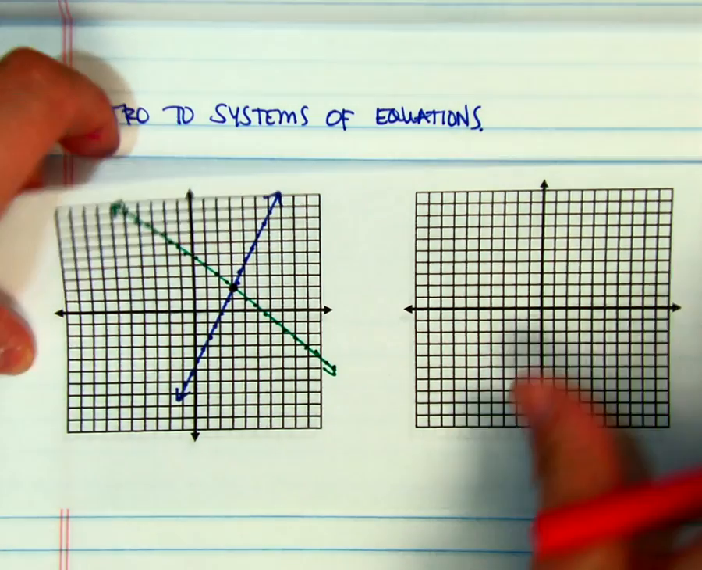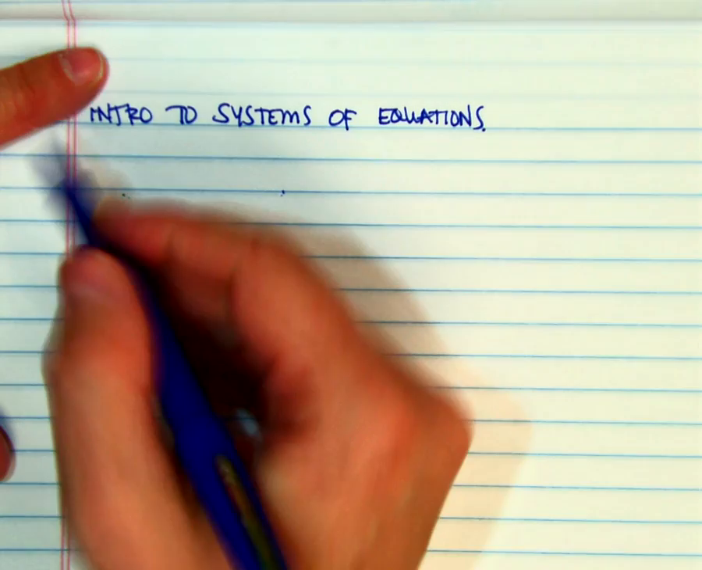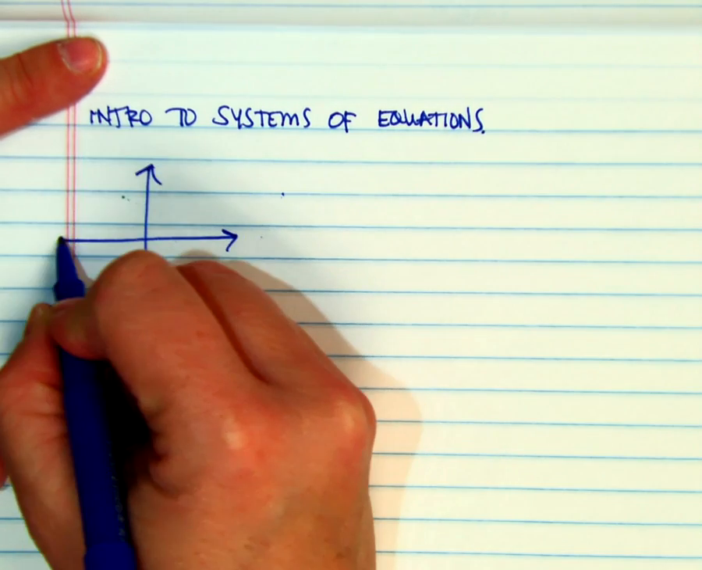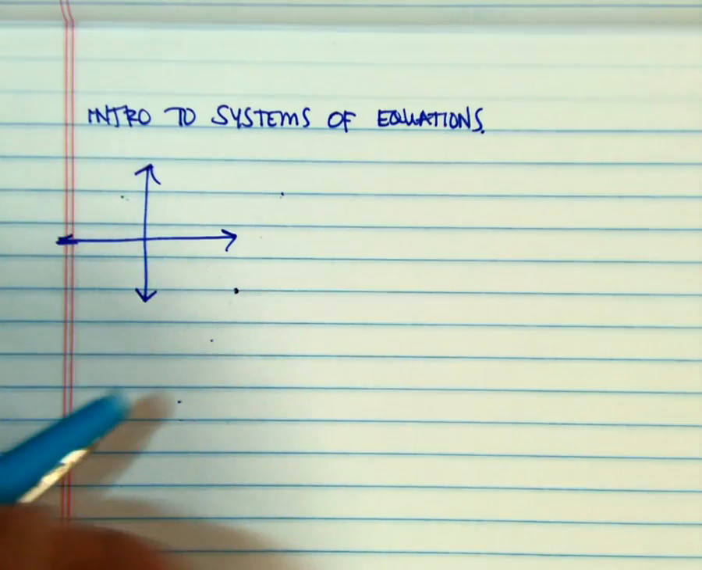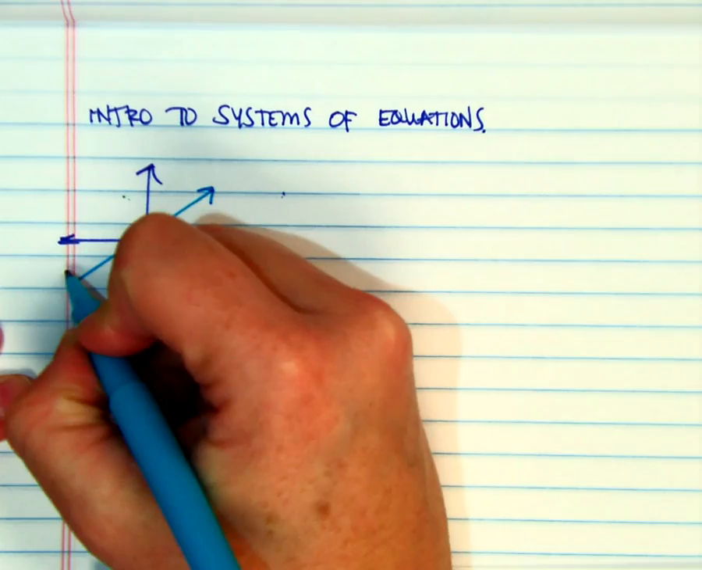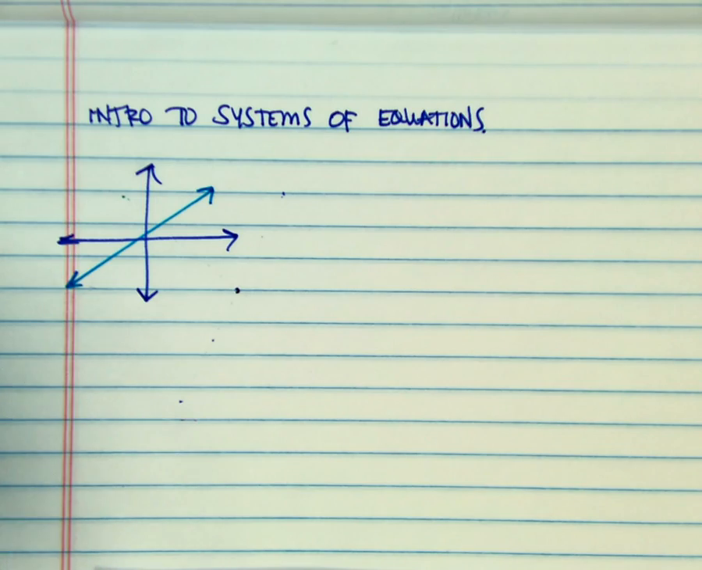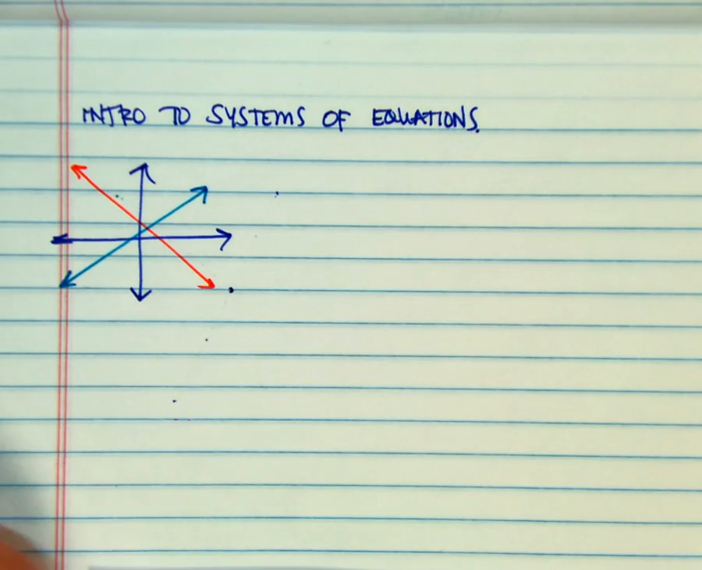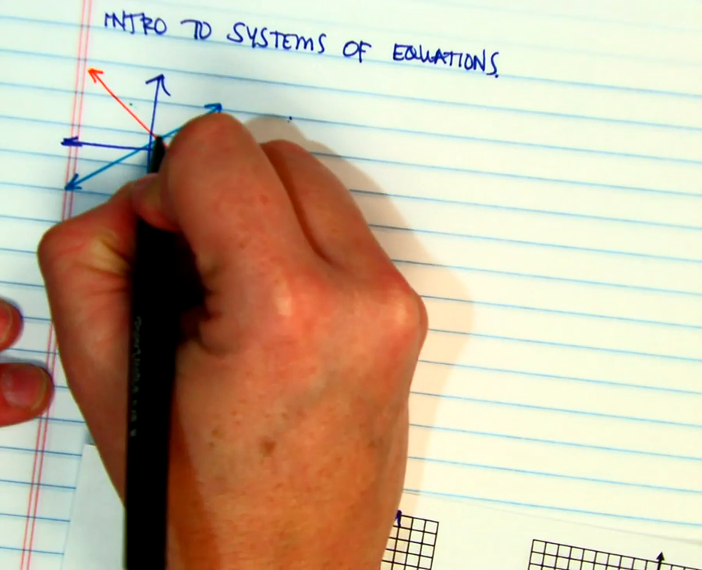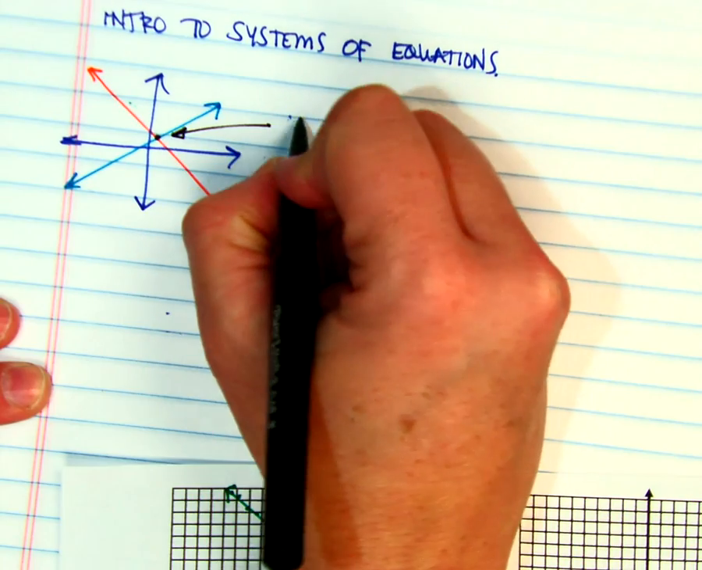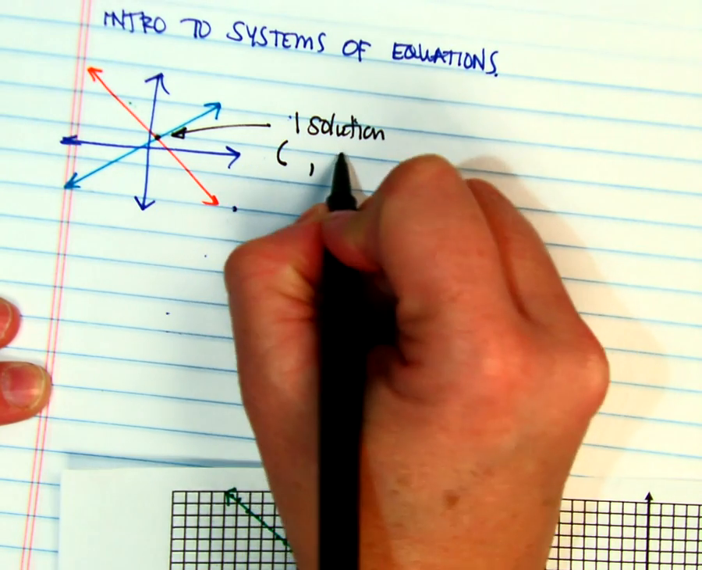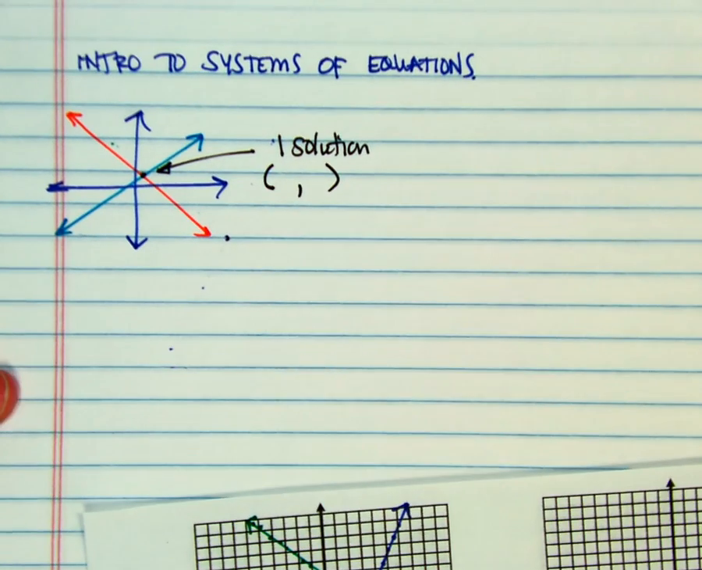Okay? So if I have a system, I have a line zipping through here, and another line zipping through here, where they intersect, this has exactly one solution. And that solution is going to be whatever ordered pair that actually is.